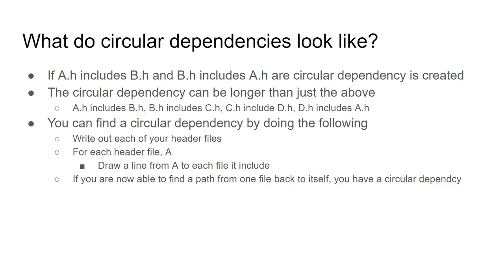One way that you can figure out if you have a circular dependency in your code is by doing the following. You write out each of your header files, because again, your header files are the only ones that should be including each other. And then for each header file, you would draw a line or an arrow from it to the header files that it includes. If, starting from one header file, you're able to get back to itself again, that's how you know you have a circular dependency in your code. Does that make sense?